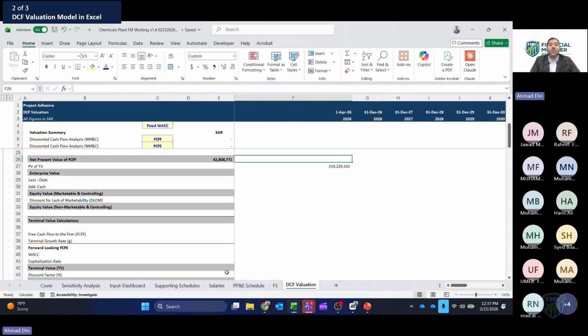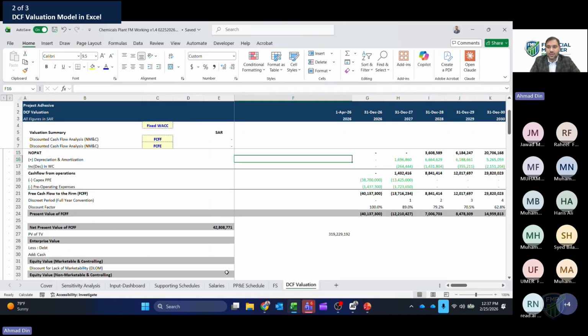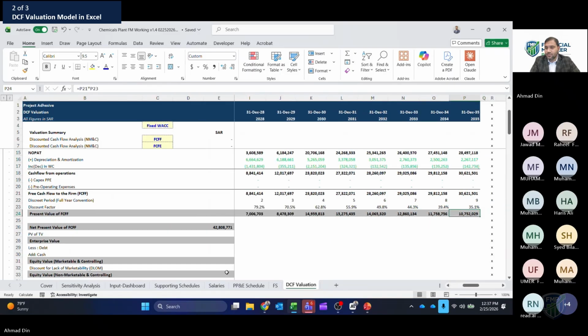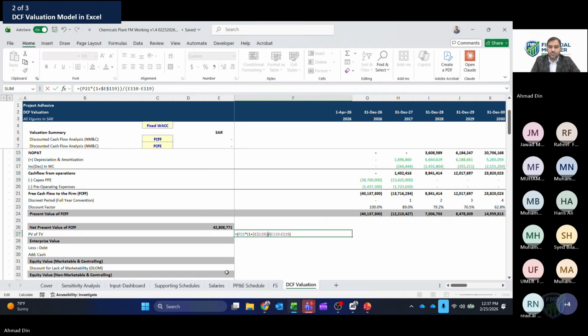Okay, we have calculated our terminal value. Is this correct? I think this is not correct. Okay, we will check that.